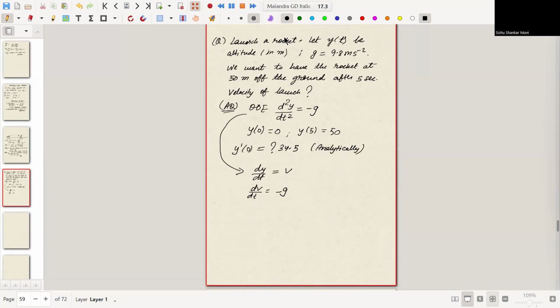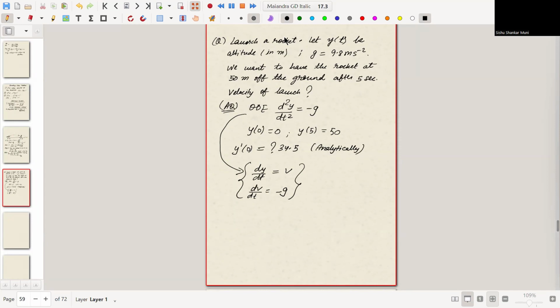dy by dt, you are saying a variable v, that's a velocity. Then the velocity varying, dv by dt, you are saying as minus g. So this is like a set of two ODEs. Okay. Write in a better way.